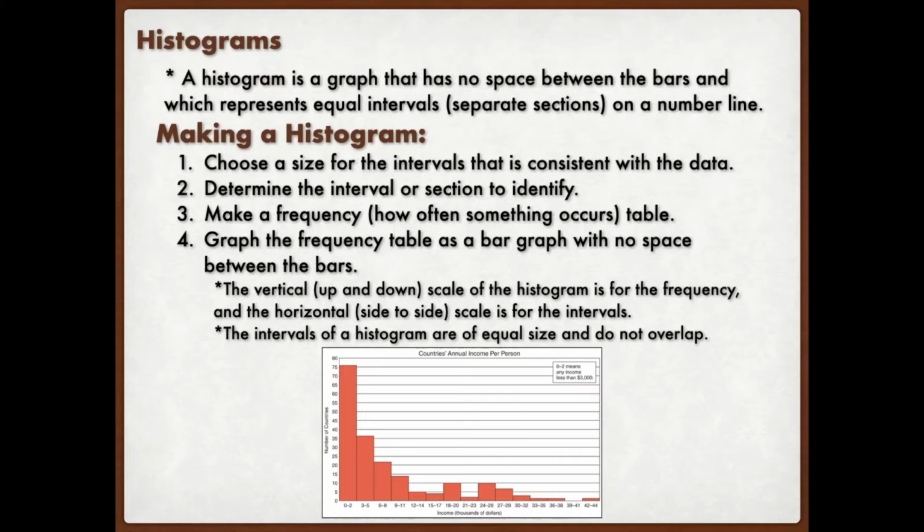So on this graph at the side here, the number of countries, that's my frequency. The number, how often it occurs. At the bottom, that's going to be my interval, how widespread, the separate sections. Then number 4, I'm going to graph the frequency table as a bar graph. And remember, no spaces are going to be between those bars.